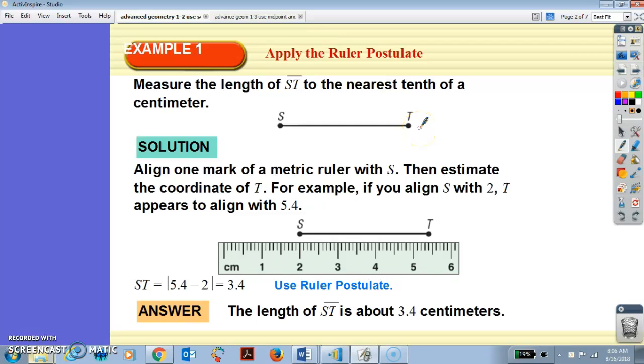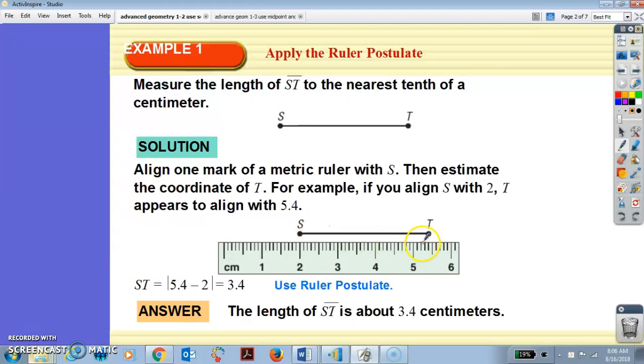So, apply the ruler postulate. This postulate is my least favorite postulate out of all postulates because I feel like someone just made it up just because they like to make life more challenging. So basically, if you were to measure the length of segment ST to the nearest tenth of a centimeter, instead of aligning the ruler at 0 like a normal person would do, right? So instead of starting here at 0, they're like, hey, why don't we start at 2 centimeters? Because that's just so much more fun.